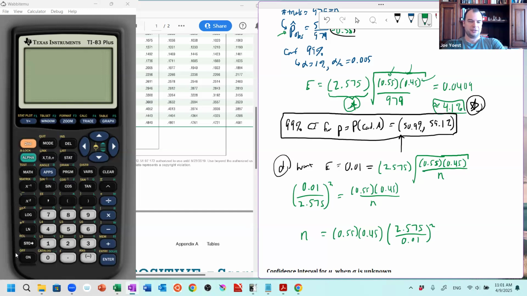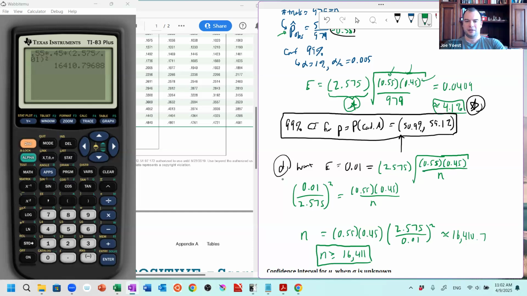Let's figure out what that right-hand side is. So I have 0.55 times 0.45 times parentheses 2.575 over 0.01, and that needs to be squared. Does that look right? That looks right. 16,410 or so, so n has to be at least 16,411, and that was about what we guessed.